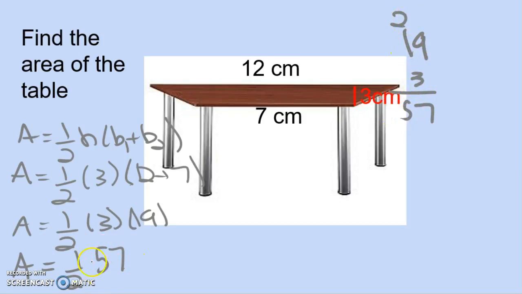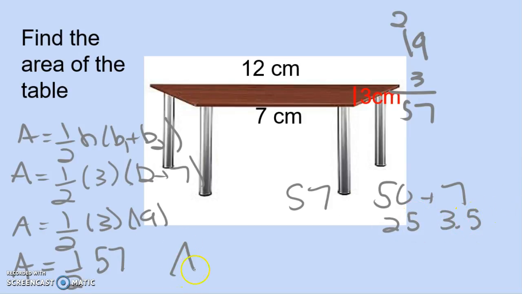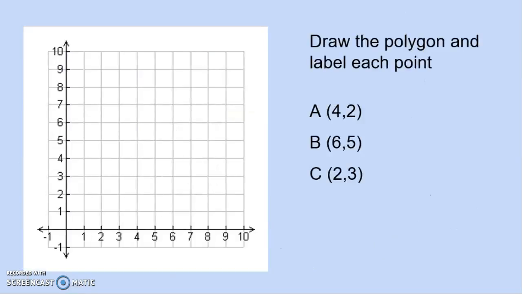I'm again going to break that 57 into numbers I know. So 57, I can do 50 plus 7. Half of 50 is 25, half of 7 is 3.5. Add that together, you're going to get 28.5 centimeters squared is your answer.